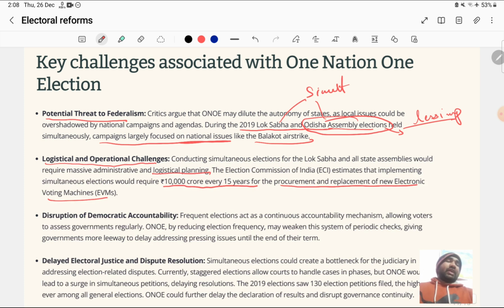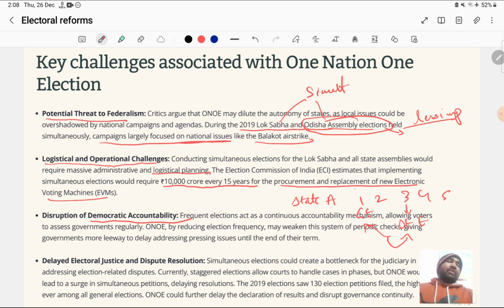Now, disruption of democratic accountability. Let us consider frequent elections over years 1, 2, 3, 4, 5 in state A. Let us consider that the general elections were held in the first year, and in the third year there is a state election. If people are unsatisfied with the party from the general election, then they can show their dissatisfaction in this state election, thus providing more democratic accountability.